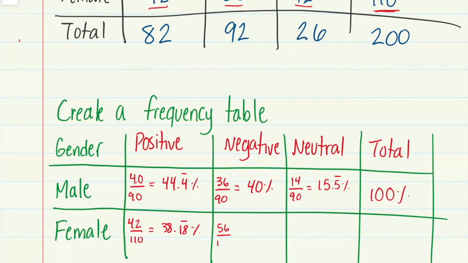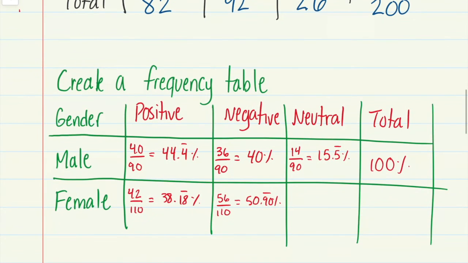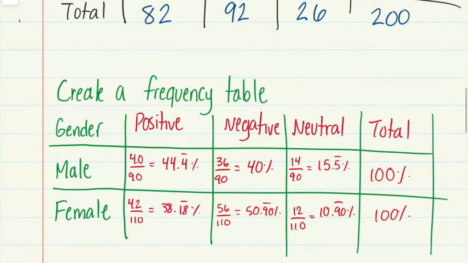And the next one will be 56. 56 divided by 110. So 56 divided by 110 is 0.50909090 times 100. That'll be 50.90 forever percent. And the last one, 12 over 110, which would be times 100 will be 10.90% forever. And that will give us also the 100% there. So that's basically how you make a frequency table with percentages to make it fair for everyone.